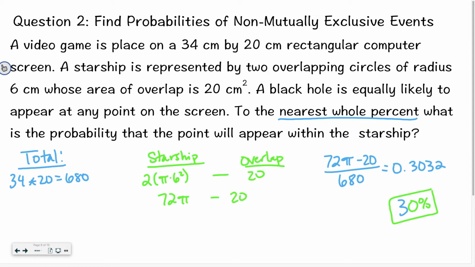So on my calculator, I typed in 72 pi minus 20, put that in parentheses, hit divided by 680, and I ended up with 0.3032. And I reread the directions, which said round to the nearest whole percent. So 0.303, that 3 does not bump up that 0. That means that it stays at 30%. So it's a 30% probability that the point will appear within the starship.